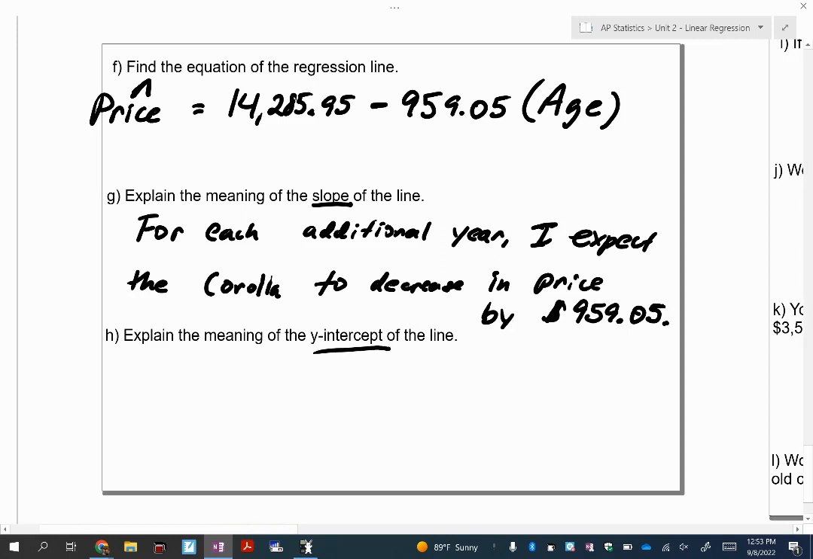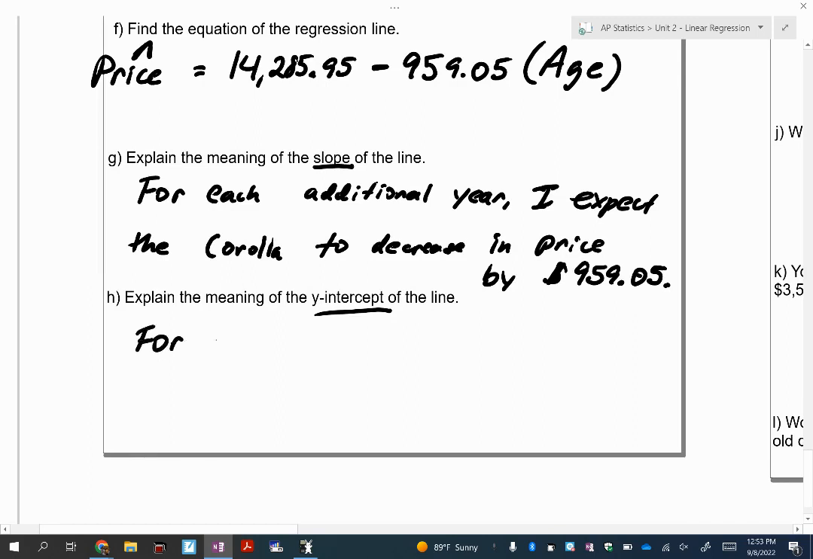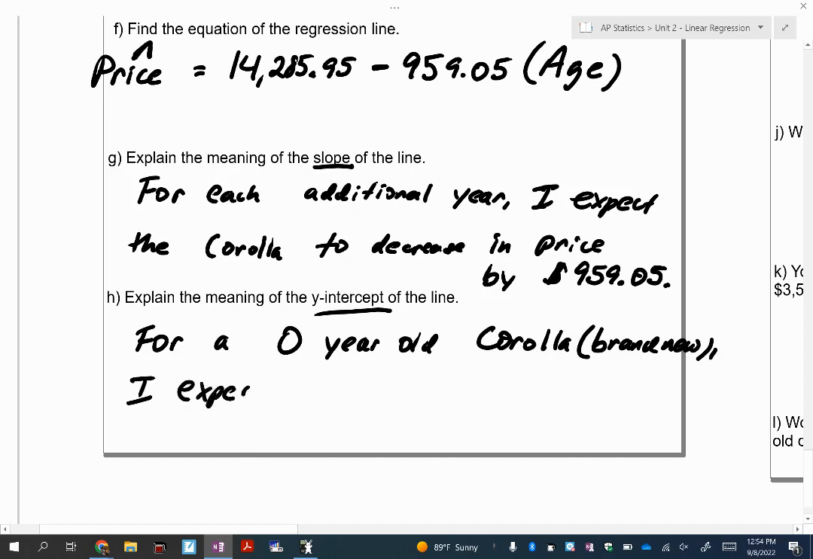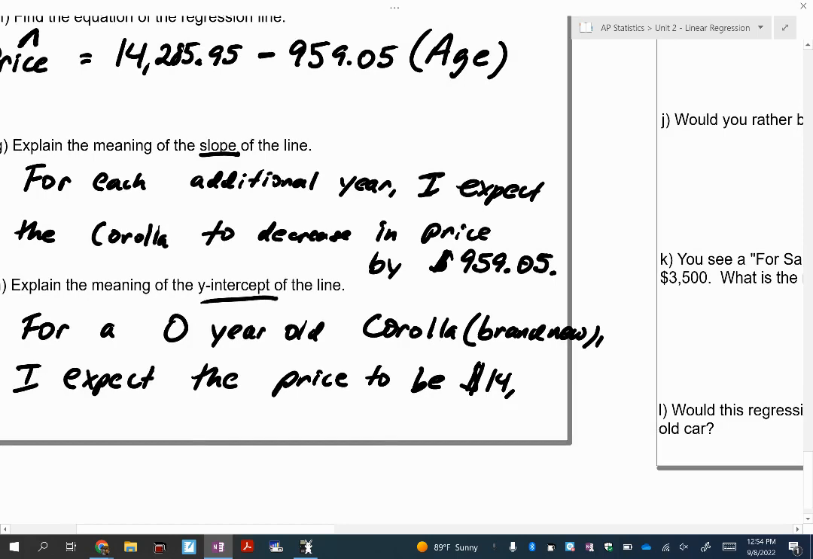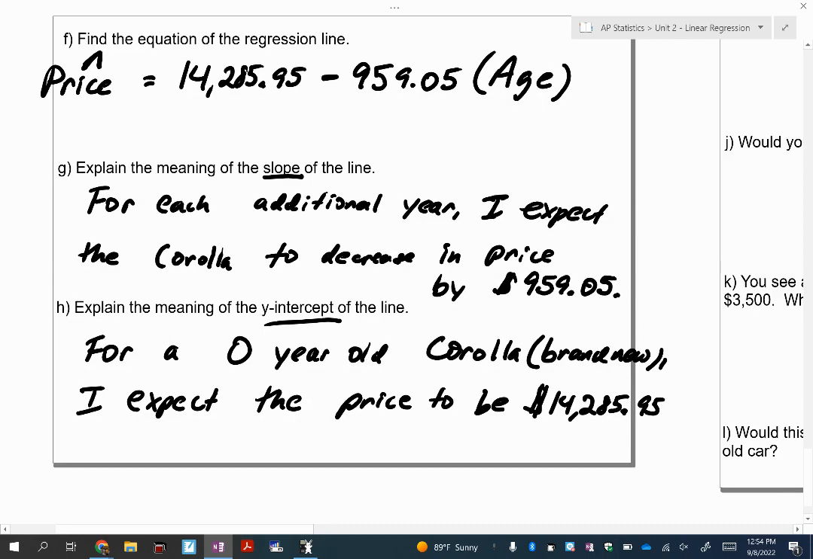The y-intercept with no context is for an x value of 0, right? If you plug in 0 for your x, then the y value is your y-intercept. So in this case, we would say for a 0-year-old Corolla, which is just a weird way of saying brand new, I expect the price to be, and this is where you're going to write your y-intercept, $14,285.95. Okay?